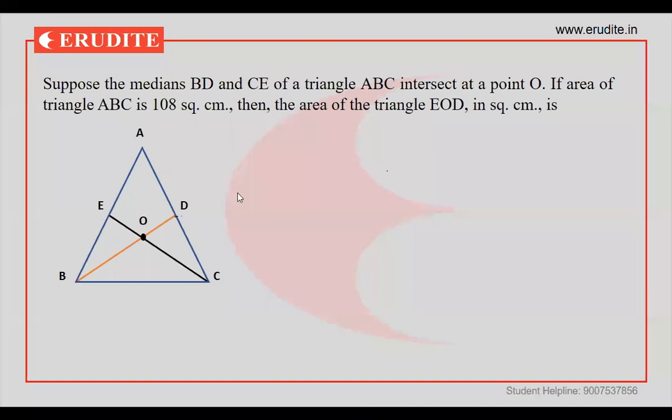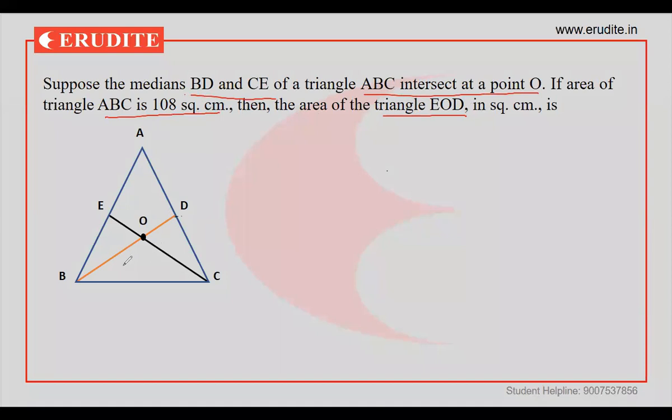Hello everyone. So we are going to discuss this question. This question came in CAT 2022, slot 3. So what they're saying, suppose the medians BD and CE of a triangle ABC intersect at the point O. If the area of the triangle ABC is 108 square centimeters, then the area of the triangle EOD will be how much, right?